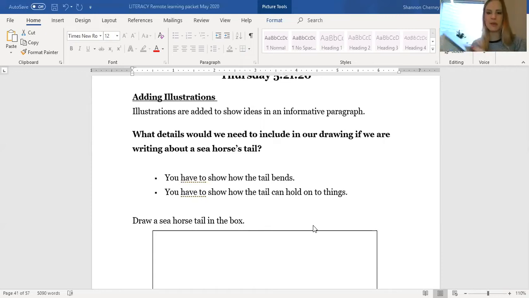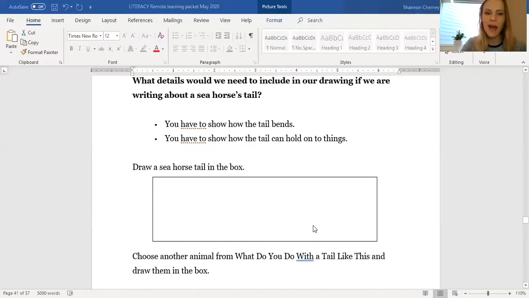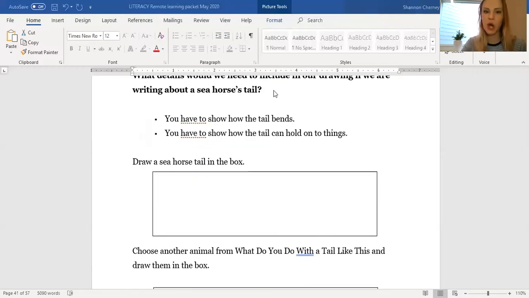So what details will we need to include in our drawings if we were writing about a seahorse's tail? Now I know What Do You Do with a Tail Like This isn't about seahorses, but think back to Seahorse, the Shyest Fish in the Sea. Remember, a seahorse has a head like a horse and a tail like a, what is the tail like? Yes, it's like a monkey. So if I was going to draw a seahorse, I would want to show how the tail bends and how it can hold on to things, because that is what a monkey tail is like.